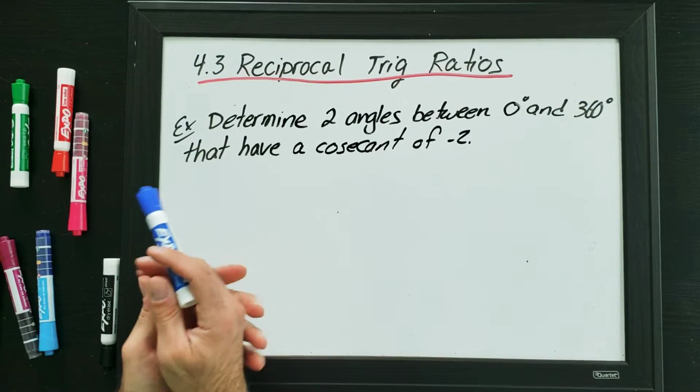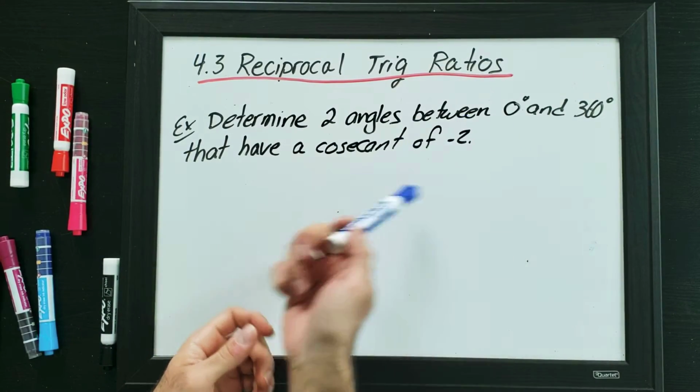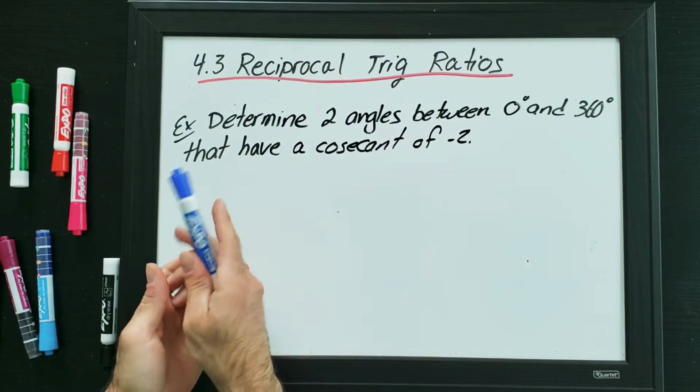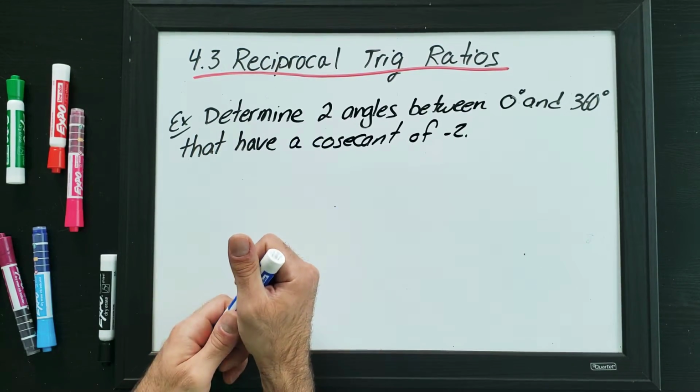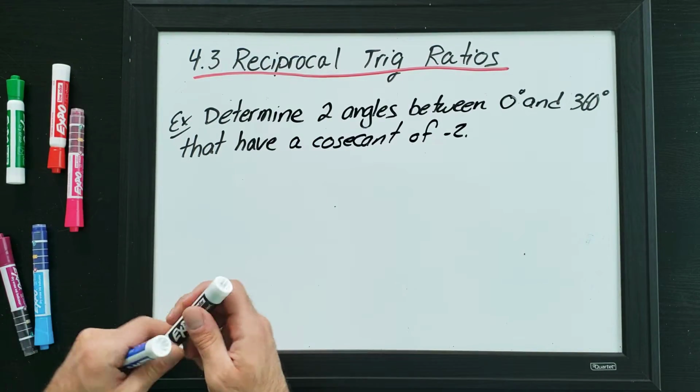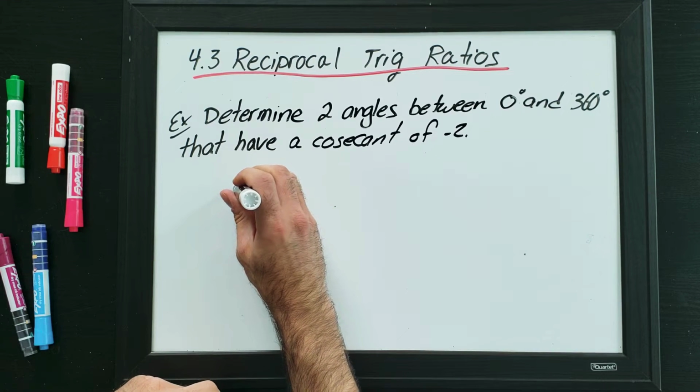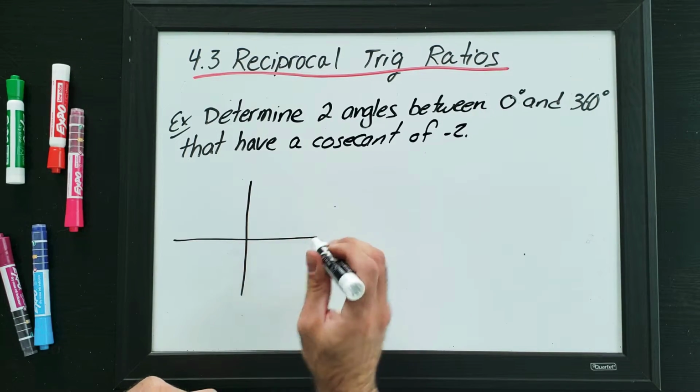Okay, so determine two angles between 0 and 360, so in one full rotation. Two angles that have a cosecant of negative 2. I need two different angles. So let me draw my Cartesian plane, a little crappy sketch.